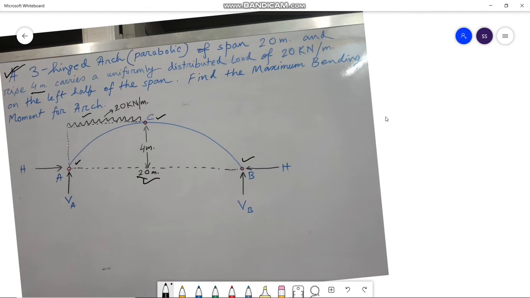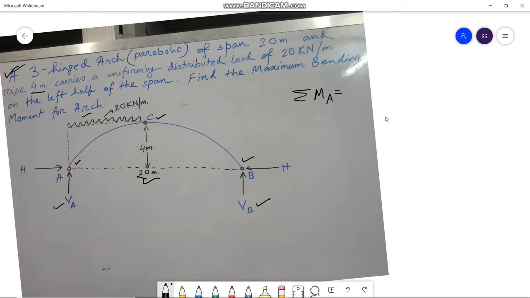So in order to solve this problem, first we need to calculate the vertical reactions at A and B, that is we have to calculate VA and VB. In order to do so, let us take moment about point A.